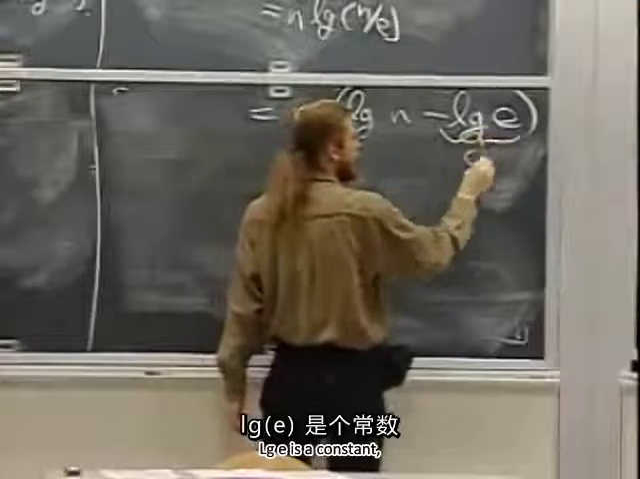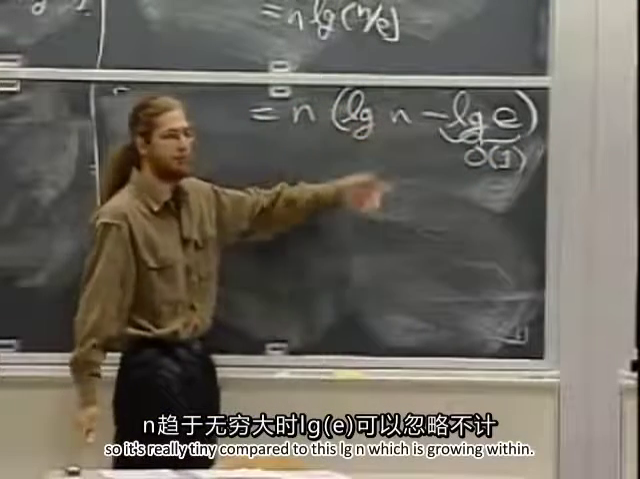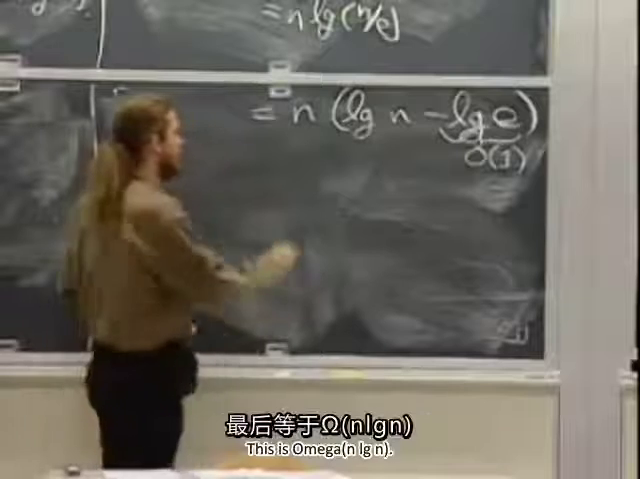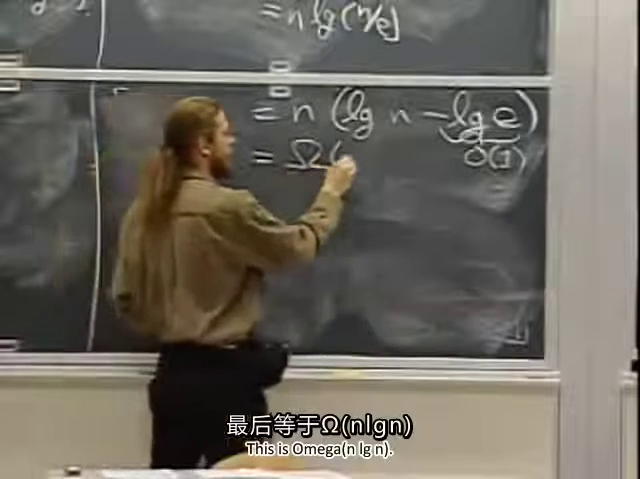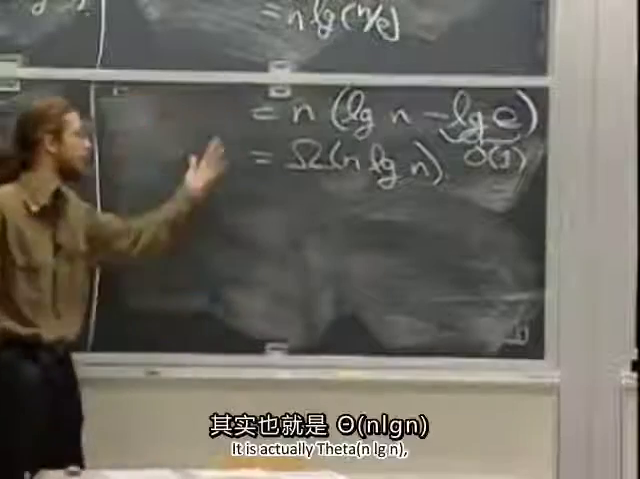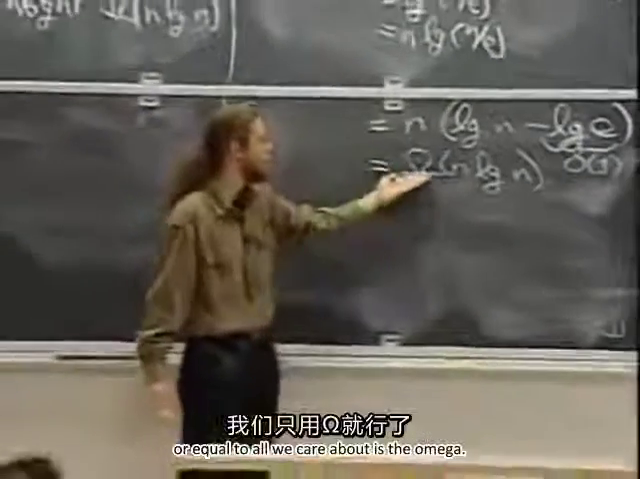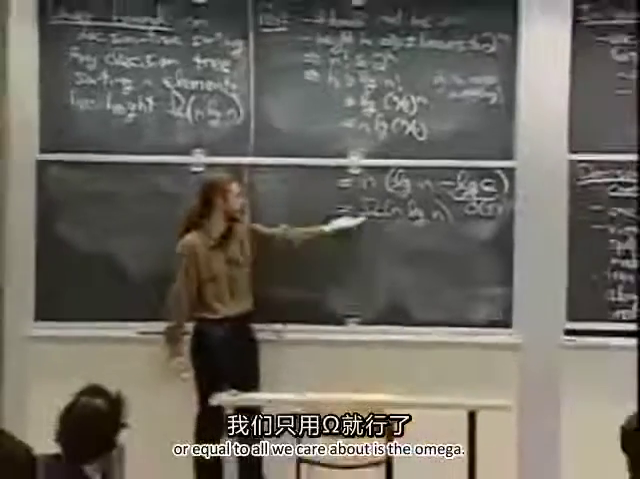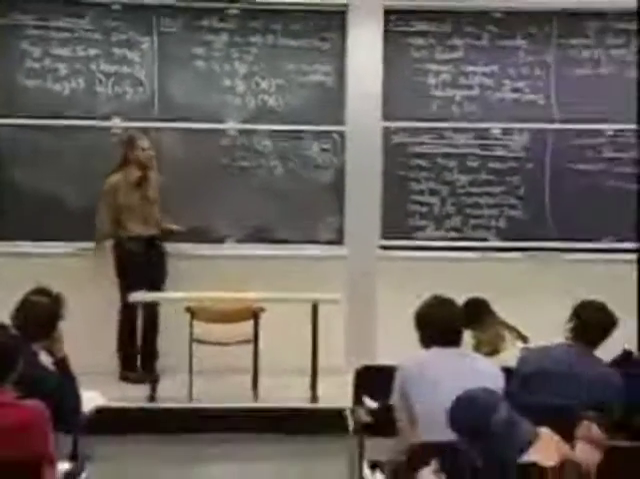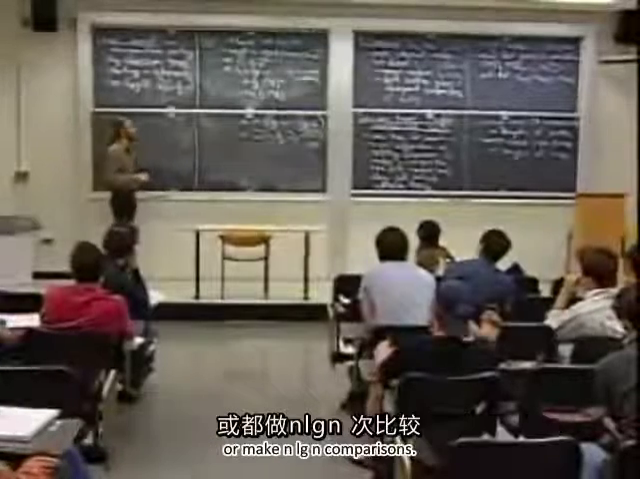Log e is a constant, so it's really tiny compared to this log n, which is growing with n. So this is omega n log n. All we care about is the leading term. It's actually theta n log n, but because we have a greater than or equal to, all we care about is the omega. A theta here wouldn't give us anything stronger. Of course, not all algorithms have n log n running time or make n log n comparisons.